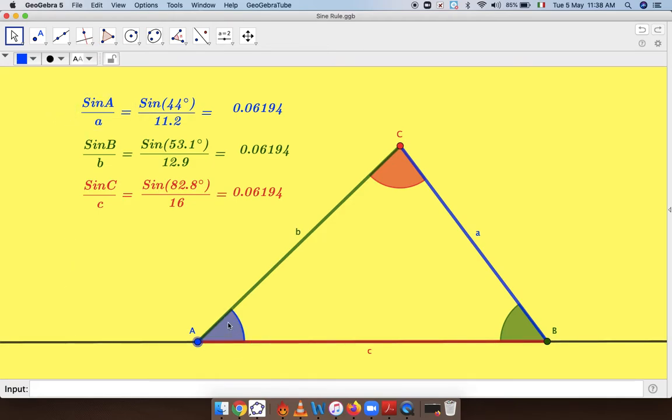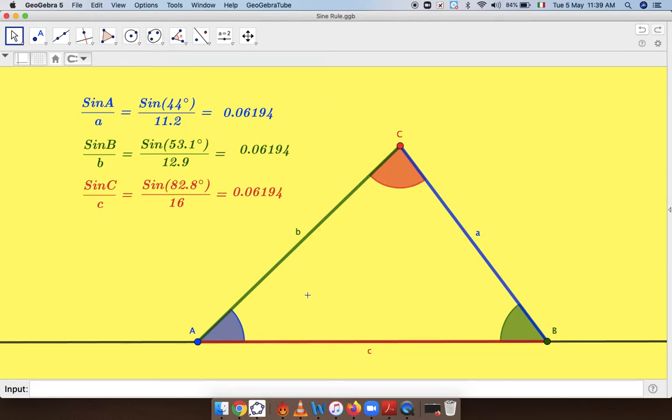Well, in this case, angle A is 44 degrees, and the side length a is 11.2. What is the sine of 44 degrees? I don't know and I don't care. It's a decimal, right? Divided by 11.2. What is that number? I don't know and I don't care because the computer's already figured it out for me. So whatever the sine of 44 degrees is divided by 11.2, it's a number. In this case, 0.06194, rounded to 5 decimals.